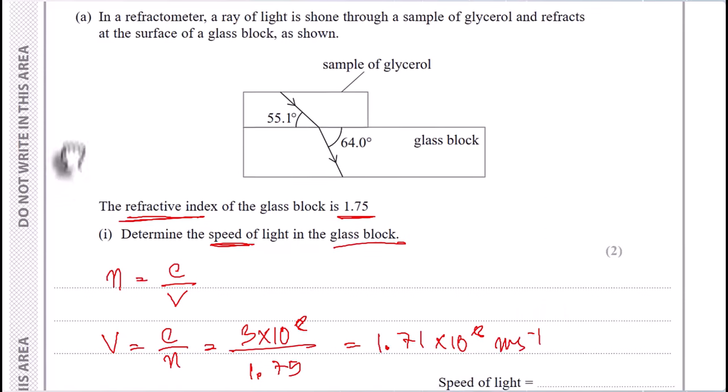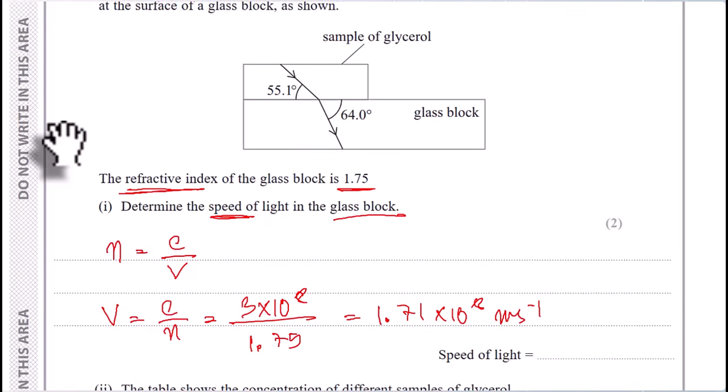And since the beginning of this section, I've been saying that in the calculation segment, write down the answer in 3SF, but in the answer section, round it off to 2SF. So the rounded off value should be 1.7 times 10 to the power 8 meter per second.